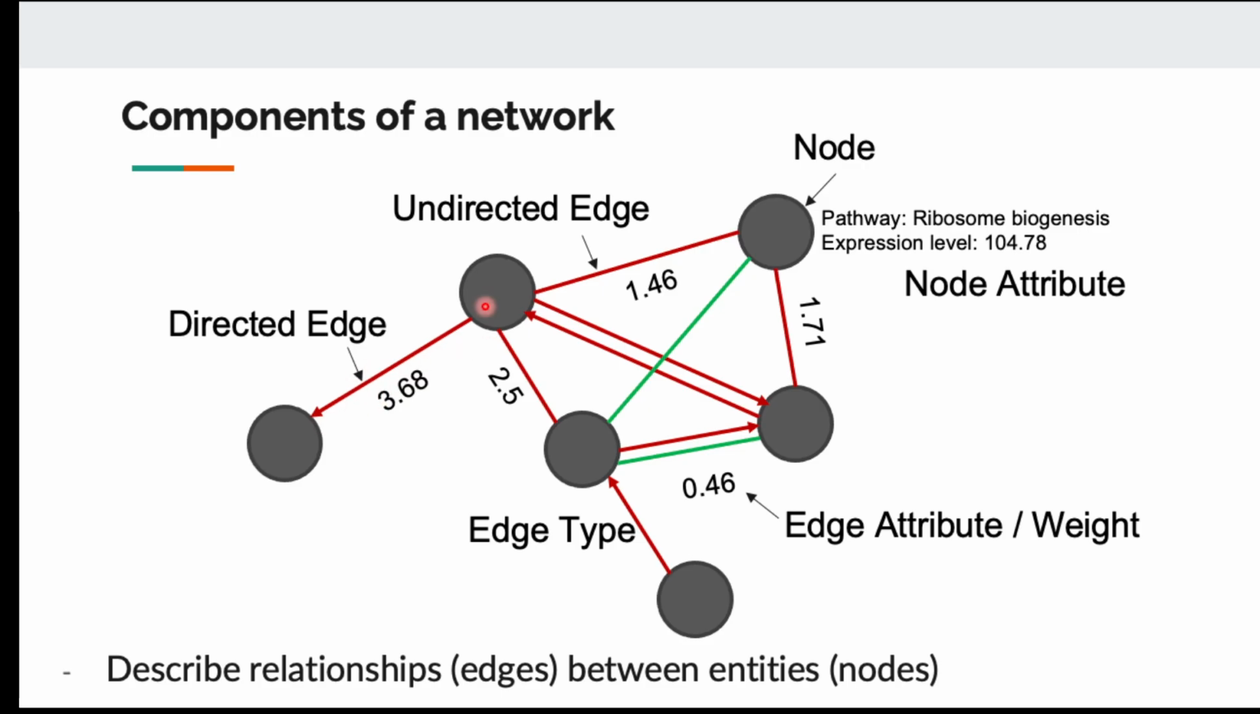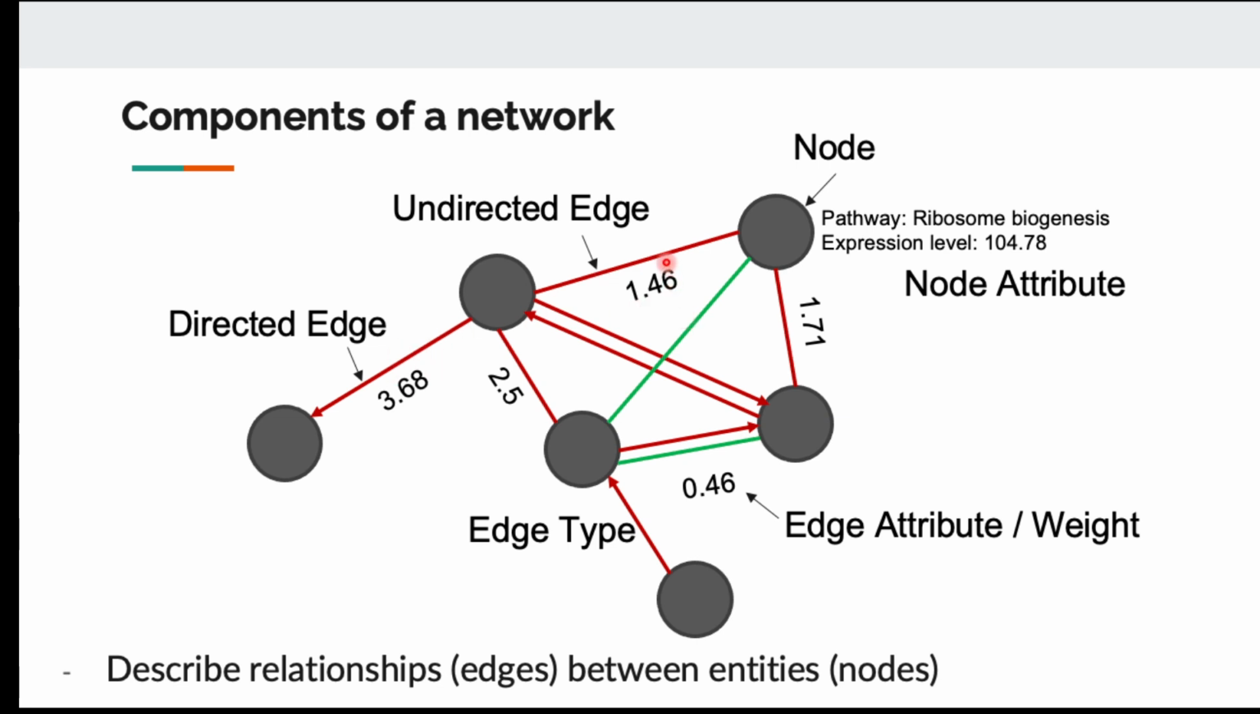For example, when a transcription factor binds and regulates another gene, it's a directed interaction because the transcription factor acts on the gene, not the other way around. But if you have two proteins that can bind to each other, the interaction is both ways. If A can bind to B, then B can bind to A. So in networks, you can have both undirected and directed edges.